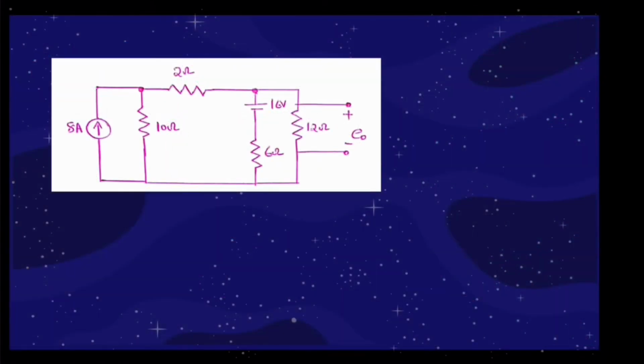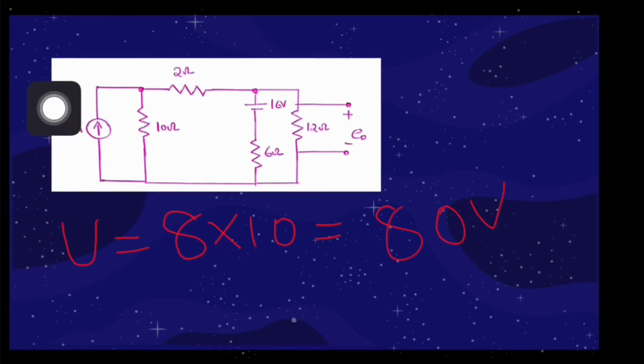So what we are going to do now is replace this practical current source with its equivalent practical voltage source. Let us find out the value of the equivalent voltage source. As I told you earlier, it can be calculated by using the equation V equals I into R, that is, V equals 8 into 10, that is 80 volts, with a positive polarity at the top.